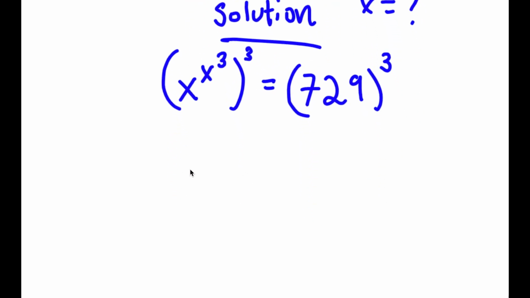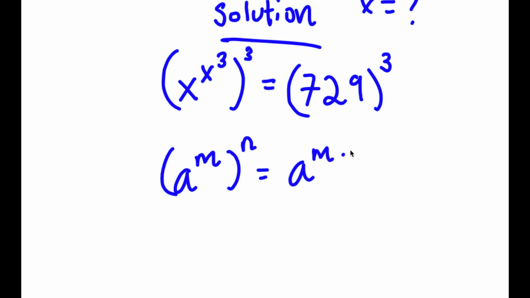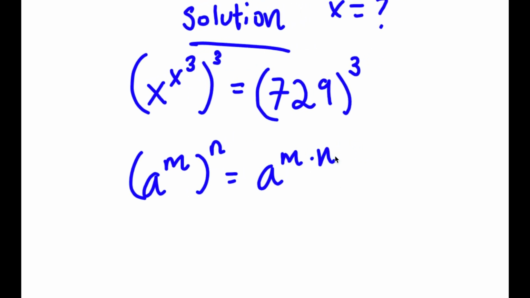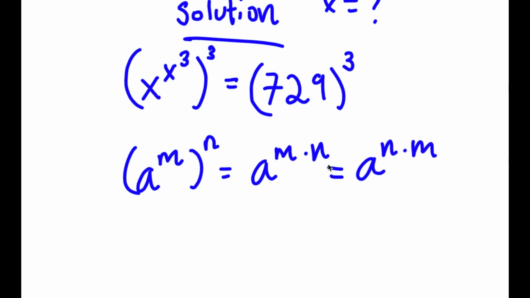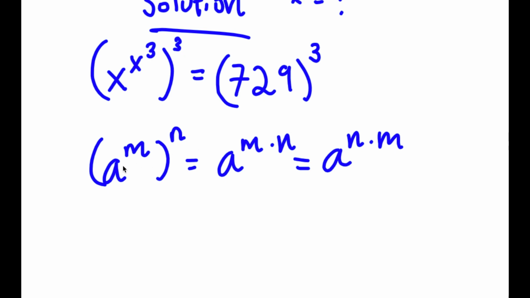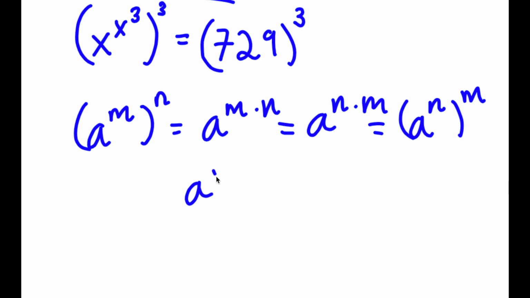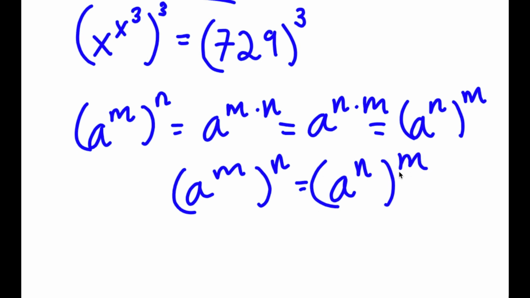Now, if I have something in the form a to the power of m to the power of n, this is equal to a to the power of m times n. And a to the power of m times n is the same thing as a to the power of n times m. I can switch these two places. Meaning, if a to the power of m times n is equal to a to the power of m to the power of n, then a to the power of n times m is equal to a to the power of n to the power of m. So this means that a to the power of m to the power of n is equal to a to the power of n to the power of m.